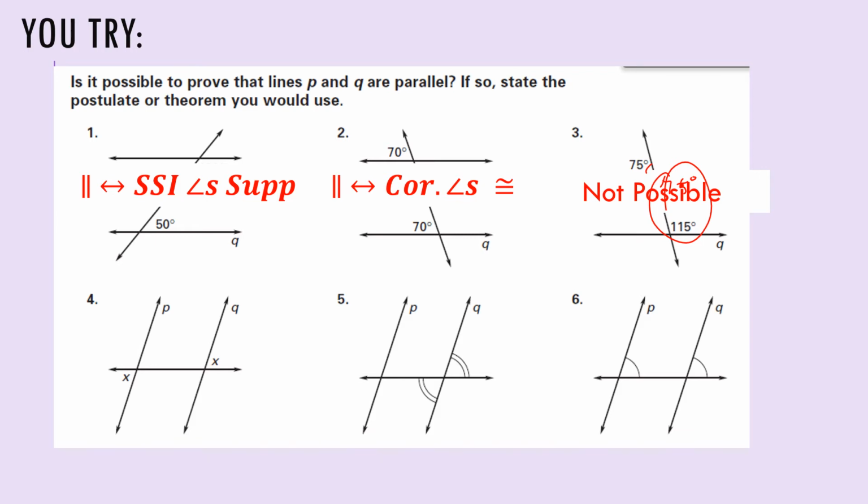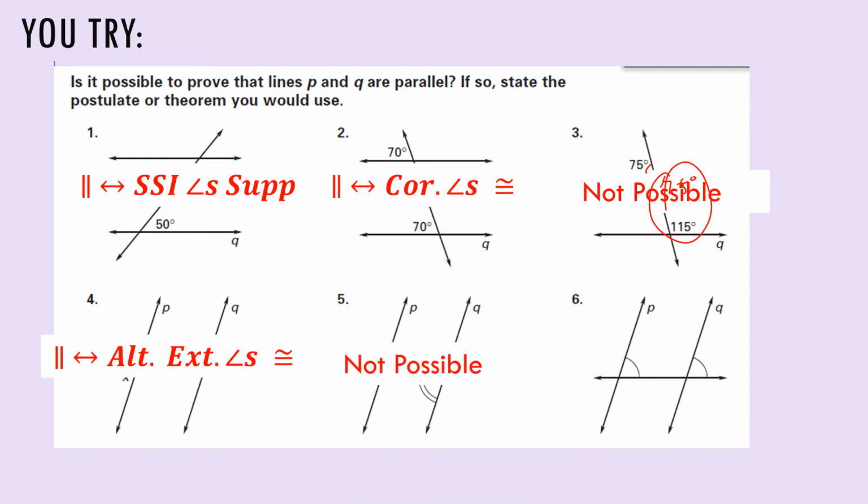For number 4, the x's are alternate exterior angles, and because they are both x, these lines are parallel because of that theorem. For number 5, yeah, they're vertical angles, but we don't have a theorem that says that vertical angles make parallel lines. So this is not possible either. For number 6, those two are congruent angles, and they also are corresponding angles. So because corresponding angles are congruent, that means that we have parallel lines.